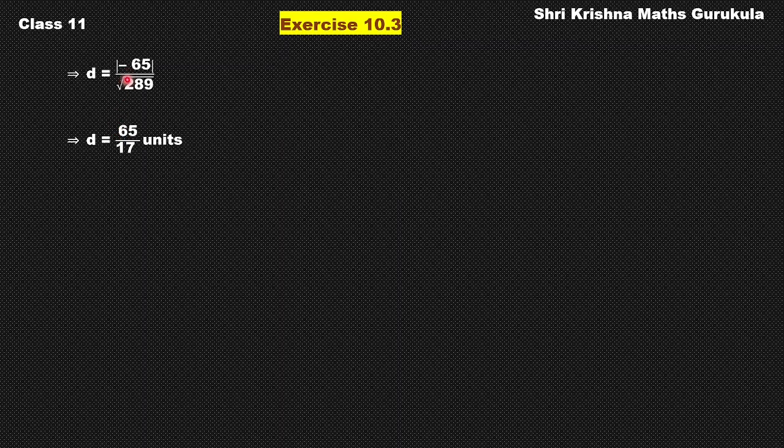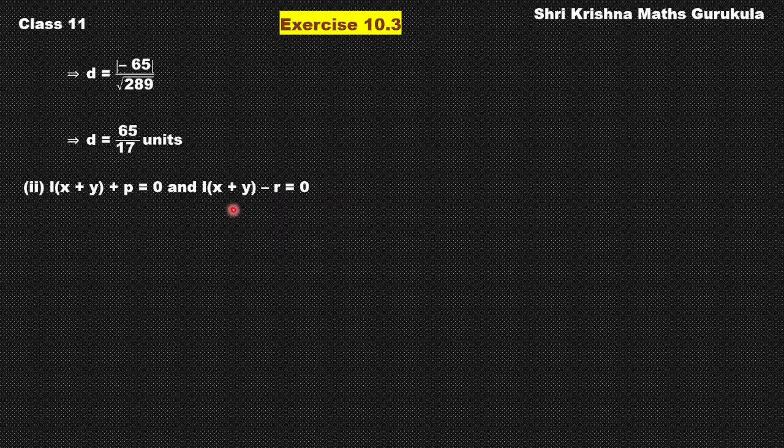So we have applied the modulus here. So the distance will be 65 by 17 units. Is this clear, students? Now let us check the second sub question. The equations of the lines are given like this.